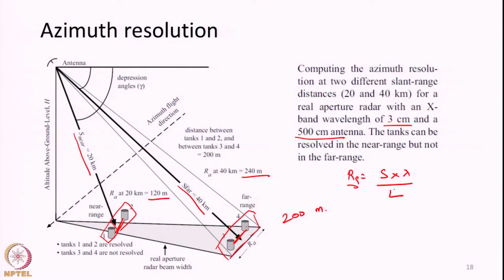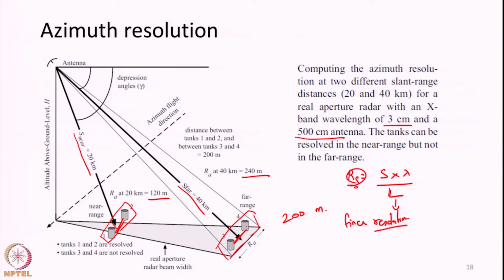So, the parameter that can be changed freely is L, the physical length of the antenna. Having a very long antenna will reduce the azimuth resolution number, say RA is equal to S into lambda by L. So, the larger the L, the lower will be this number and hence finer will be the resolution, right.